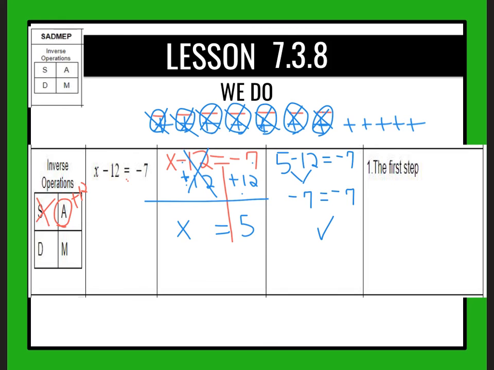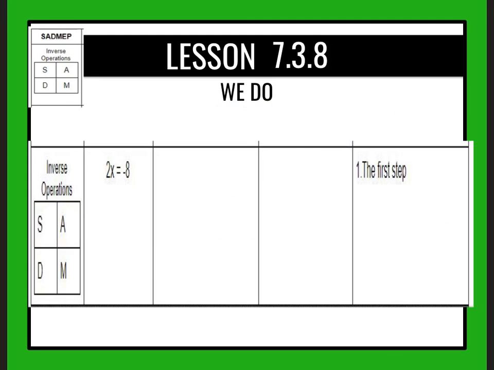So the first step was to add 12 to both sides. Hopefully this is helping you remember your integer rules from last year. But I'm just simply solving for that missing value and figuring out what that unknown is by using inverse operations to help me solve, okay?